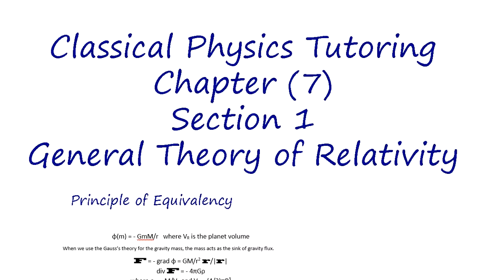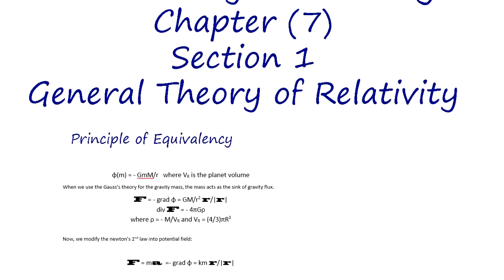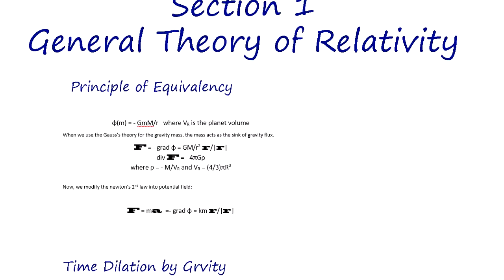Classical Physics Tutoring, Chapter 7, Section 1, General Theory of Relativity. Now, we are moving on to the general theory from the special theory. Okay, so what's the difference? The difference is we handle acceleration effect.